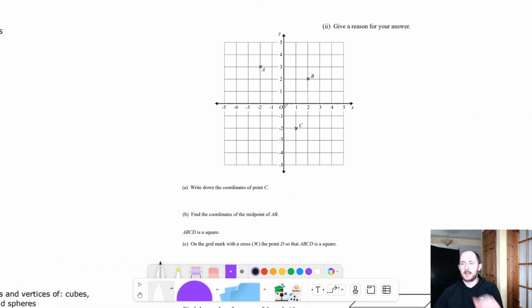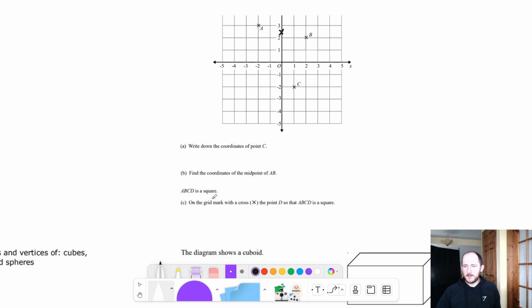So what that basically involves is sometimes you do coordinates and shapes together. So writing down the different coordinates, this one will be 1, minus 2. Midpoint of AB, you can just do this by looking, essentially. So it'll be right there. And then it says ABCD is a square, so on the grid mark the point so that it's a square.